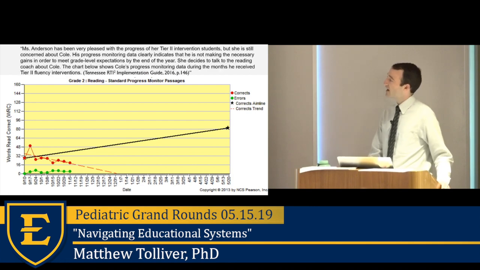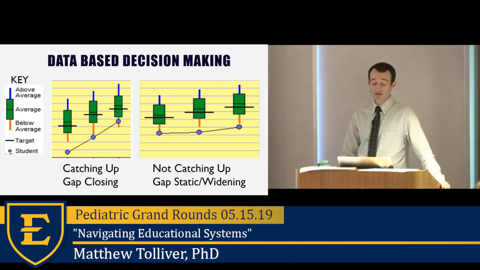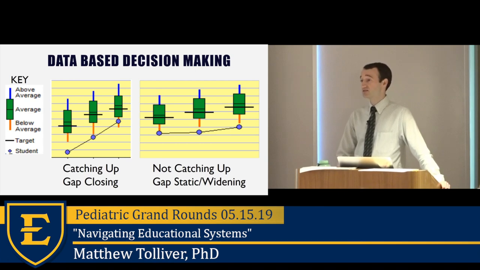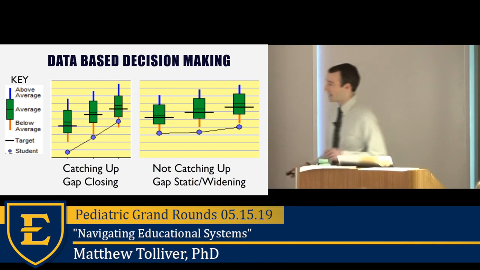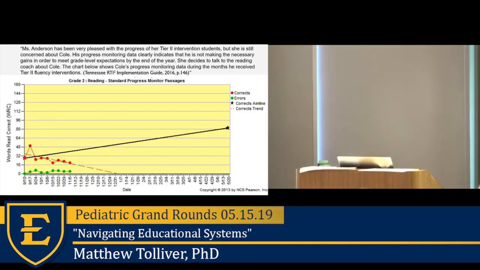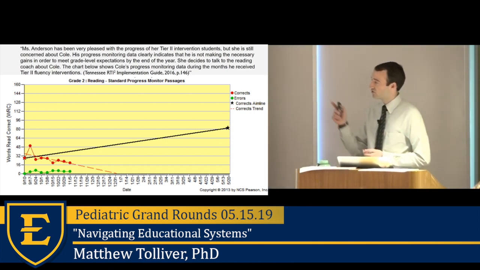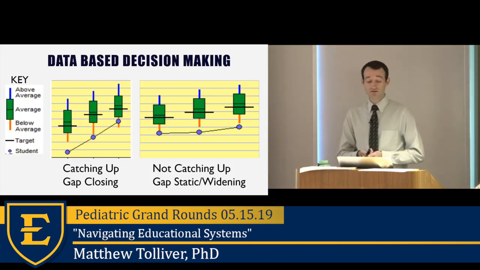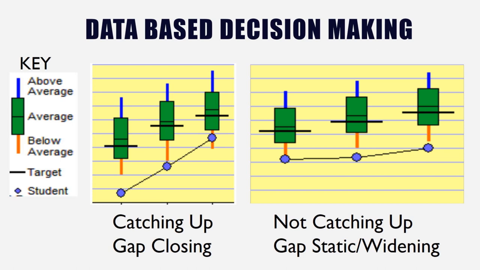And so how they figure it out is looking at the data, right? Looking at the graphs. And they do something called a gap analysis. They try to see what is the gap between the red line and the black line, and is that gap closing or is it getting bigger, and how long is it gonna take for them to actually catch up? And so you can see here the green bars are kids scoring in the average range, and then the blue dots are the individual kid's score.